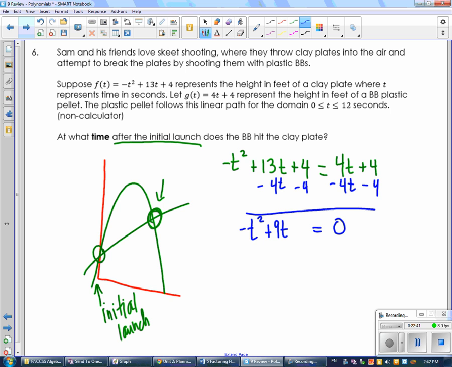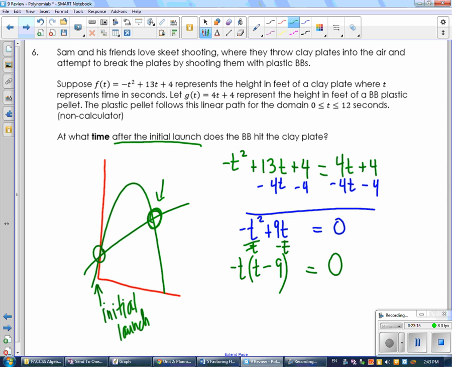So I want to write this in factored form so I can solve it. And this is not one of my typical patterns, but the very first thing that we want to do anytime we're factoring is look for a greatest common factor. And in this case, I have a t in common. And since the leading coefficient is negative, I'm actually going to want to divide out a negative t. And when I do that, I'm going to be left with a positive t minus 9, because I'm basically dividing out a negative t.